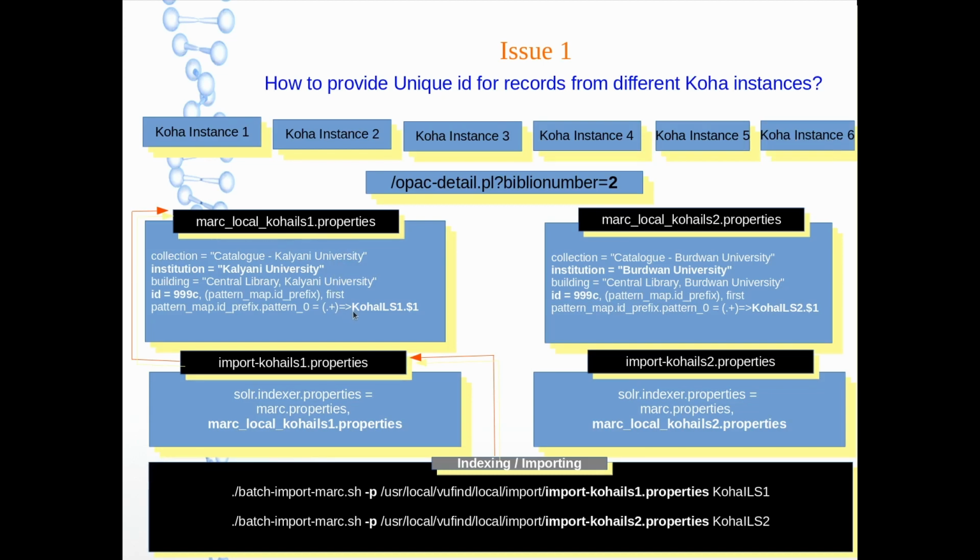So to avoid that kind of situation, what we did, we developed marc_local Koha ILS properties for each participating library with a prefix, say KohaILS1, that indicates coming from library 1. Then import KohaILS1.properties to indicate that this particular marc_local properties will be utilized, and during the indexing process we utilize the -p switch to indicate the input properties, input.properties, which in turn contains the marc_local properties, and index accordingly. In this way you can preserve unique biblio ID for each participating library.